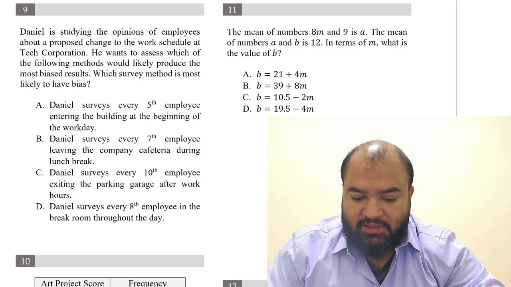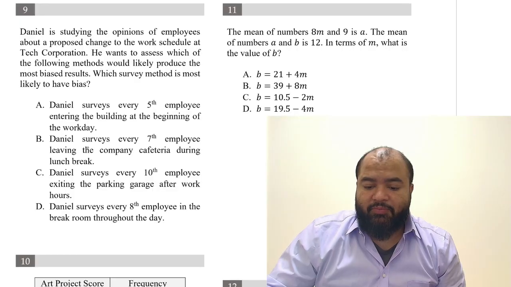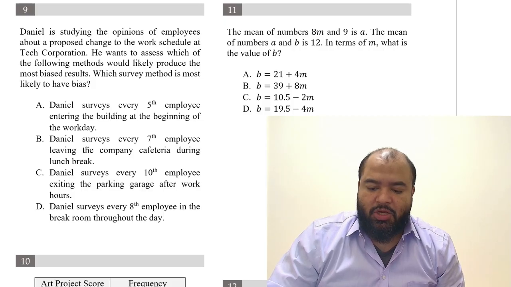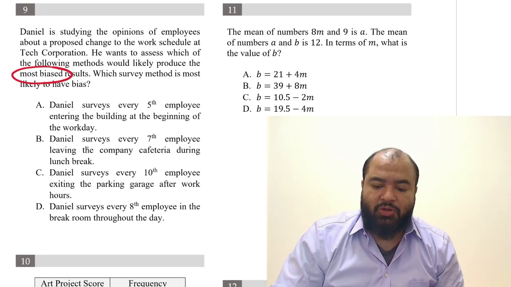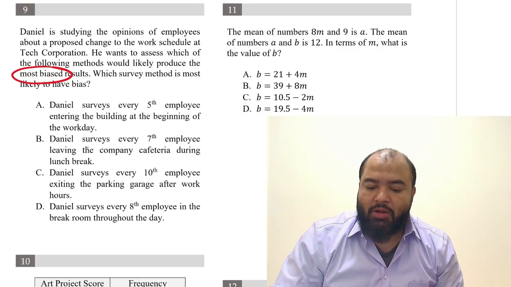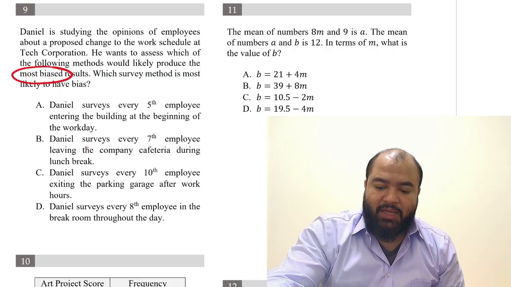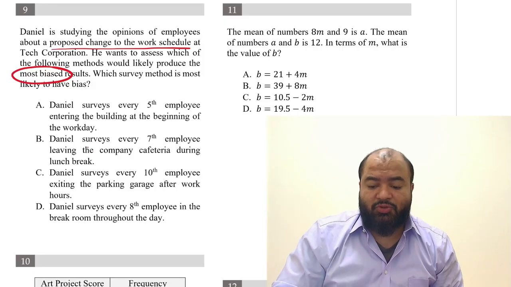Number 9, this is a survey question. Daniel is studying the opinions of employees about a proposed change to the work schedule at Tech Corporation. He wants to assess which of the following methods would likely produce the most biased results. Biased means not neutral, like picking a side. Not really acceptable, right? Which one is not good? That's what we're trying to talk about.